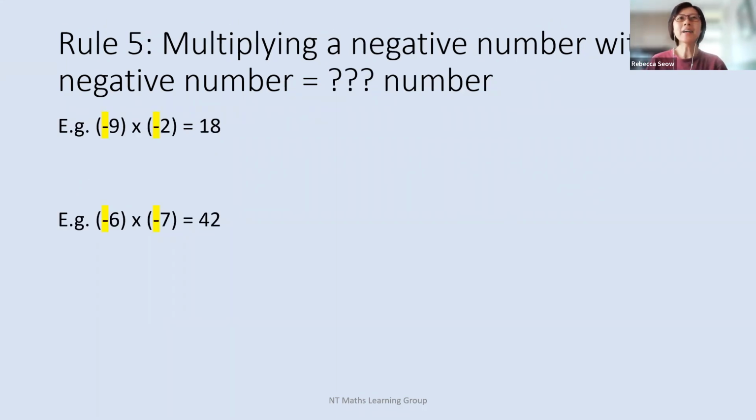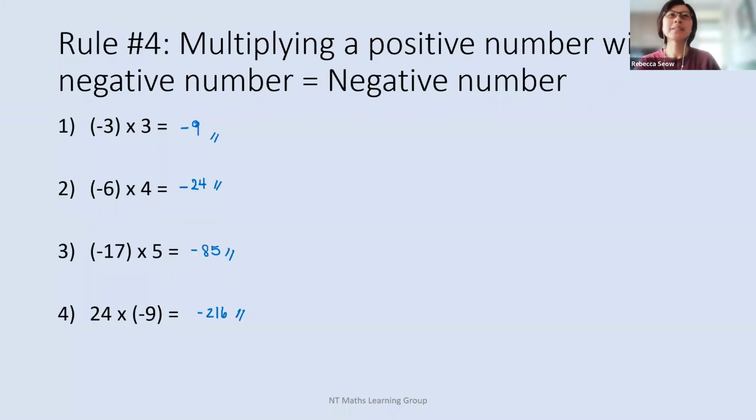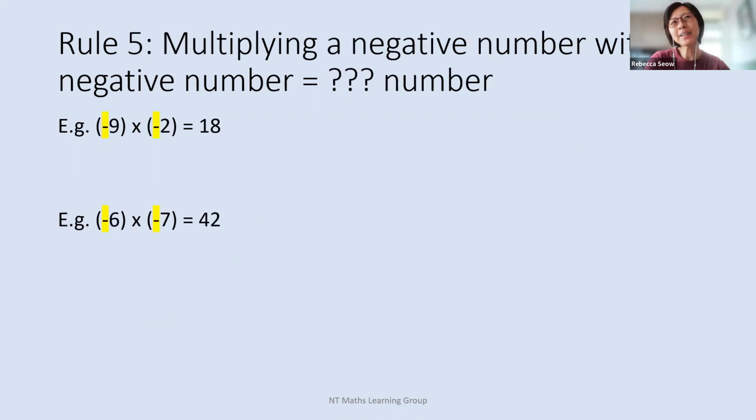Now, rule 5. How about multiplying a negative number with a negative number? What do you think? If we look at the previous rule, multiplying a positive number with a negative number, we get negative, right? So if both are negative, we end up positive. Take for example, negative 9 multiplied by negative 2. You see the two subtraction signs there? They combine to give you an addition sign. And we take 9 times 2, 18. Negative 6 multiplied by negative 7, we end up with 42.